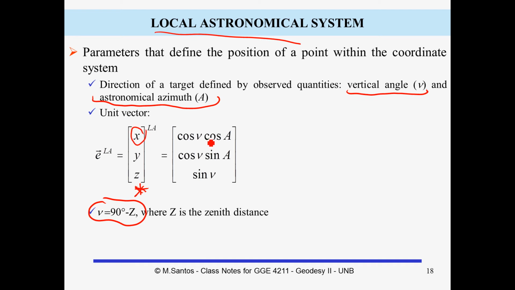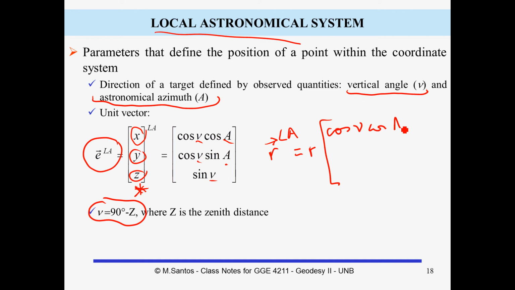So the x component can be computed based on trigonometric relations with respect to the vertical angle and the azimuth, the same as the y and the z components. They're all trigonometric functions. What we have here basically is the unit vector. Okay, so that's the direction. If we want to have a coordinate in this LA system, we would have to have a distance measured, and that distance would then be multiplied by each one of the components. Okay, and then now we have a full-blown vector with scale.